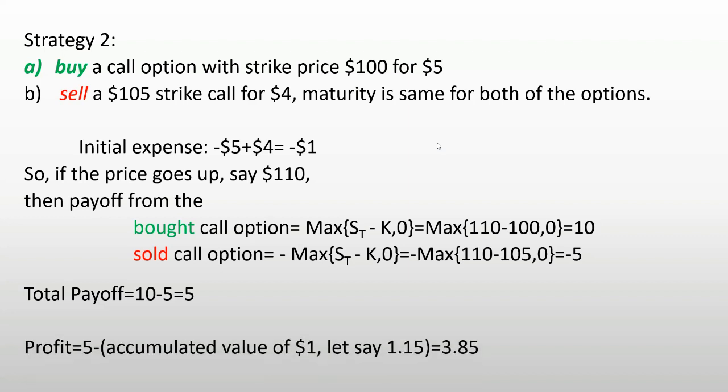Profit is 5 minus the accumulated value of 1. This accumulated value is our initial expense and some interest on it. Let's say during this period it's 1.15 including all interest. So the total profit is $3.85.